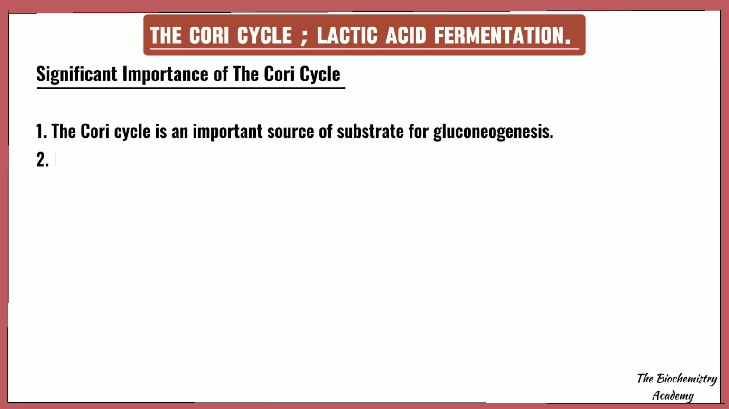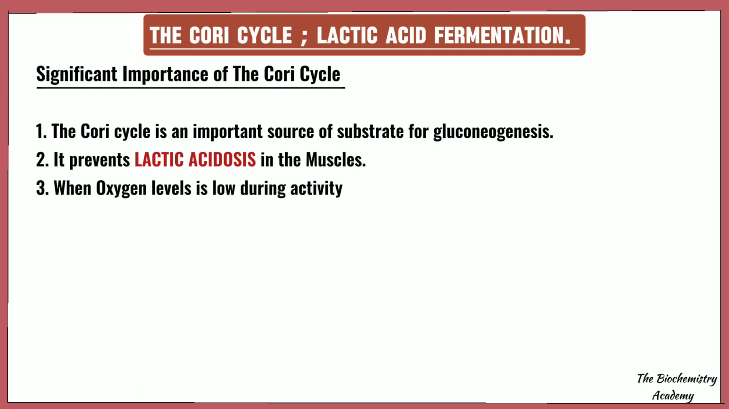The significant importance of the Cori cycle is that, 1, it is an important source of substrate for gluconeogenesis, and 2, it is also used to prevent lactic acidosis in the muscle. And 3, energy is produced in the muscle during activity in low oxygen levels.